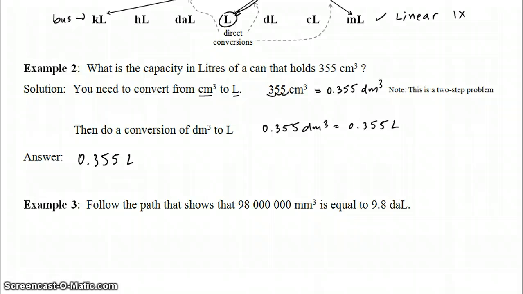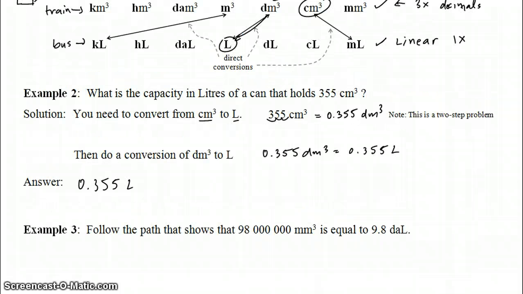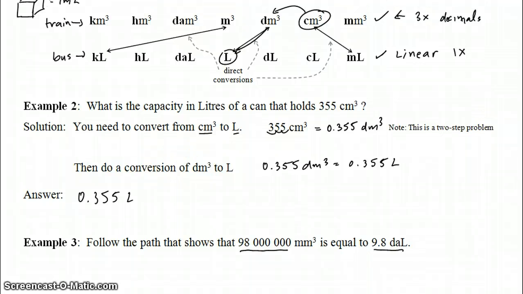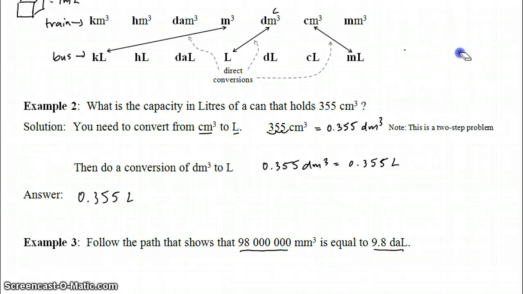And we'll just try one more of these, okay? Let's follow the path that shows that 98 million cubic millimeters is equal to 9.8 decaliters. Well, let's find out where cubic millimeters is. Let me erase this stuff here. When you make your chart on a question, you want to put it in pen so you can actually draw and erase over it without messing it up.